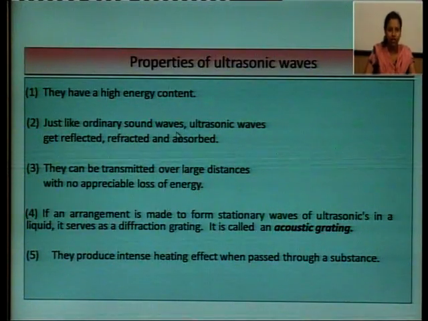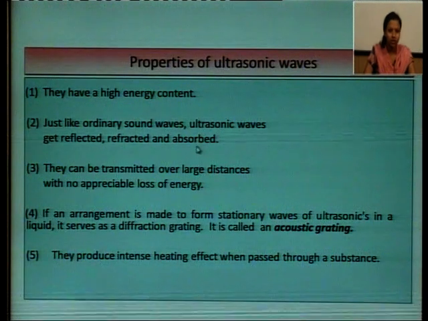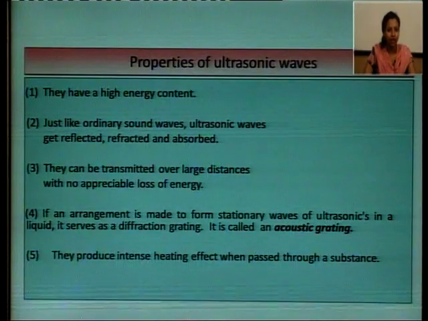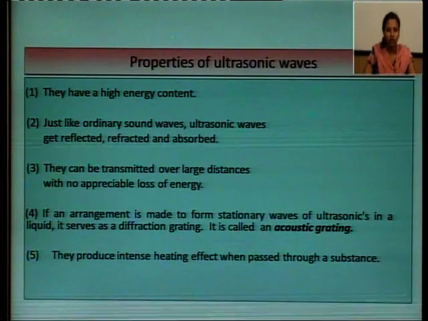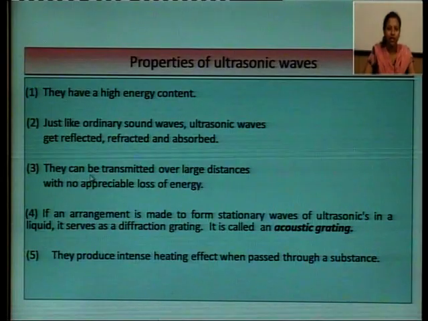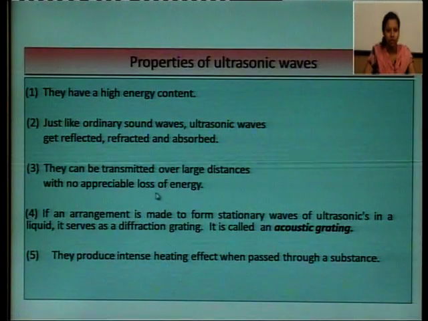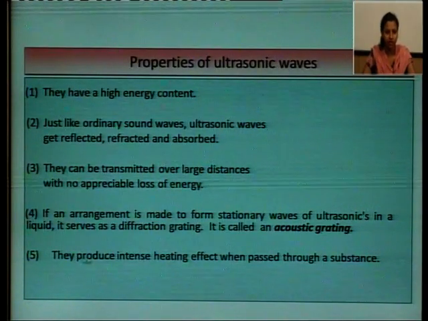Just like ordinary sound waves, ultrasonic waves can easily get refracted and absorbed. They are similar to sound waves, except that ultrasonic waves have more frequency as compared to sound waves. They can be transmitted over large distances with no appreciable loss of energy. So the absorption is less as compared to the reflection and refraction.